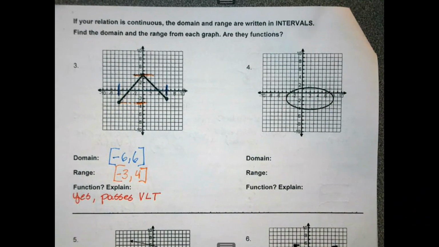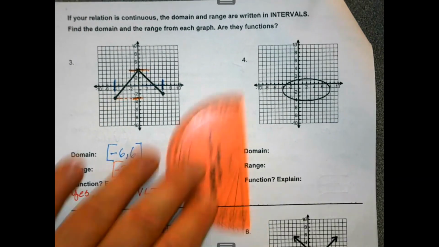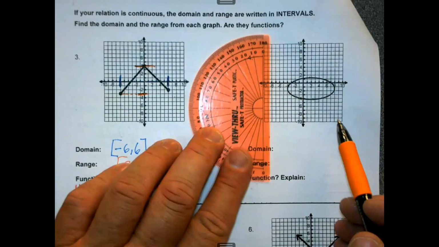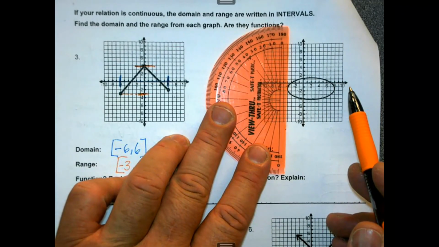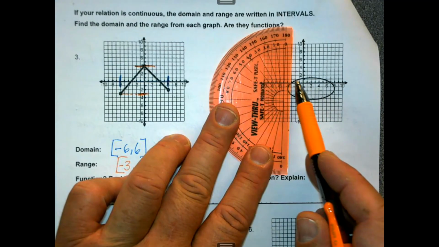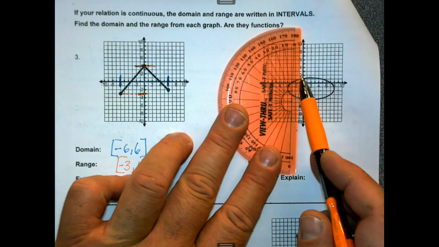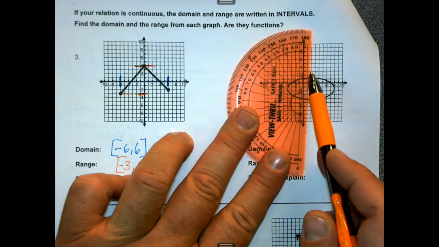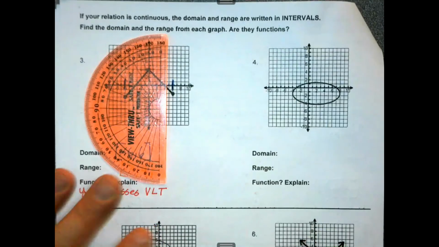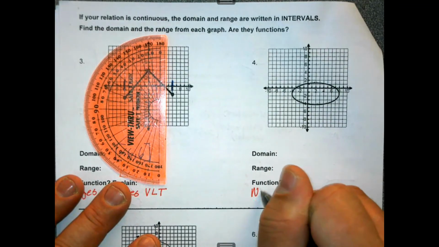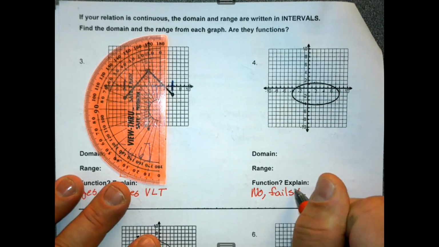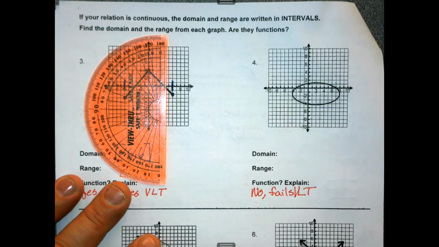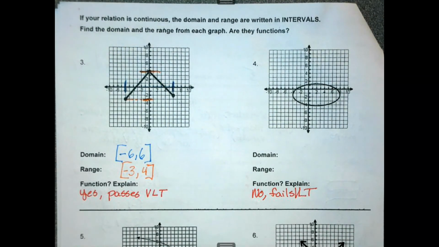All right, number 4. I'm going to use my vertical line test. If it intersects at more than one point, then it is not a function. And this one, right off the bat here, it intersects at 2 points. So this is not a function. No, fails vertical line test. I still have to state what the domain and range is, though.